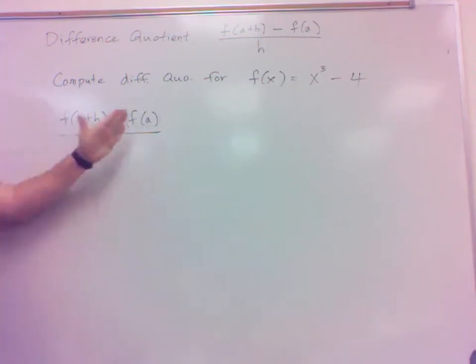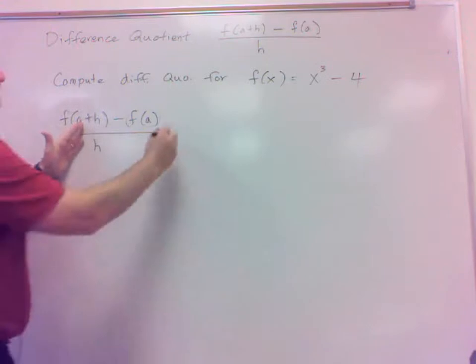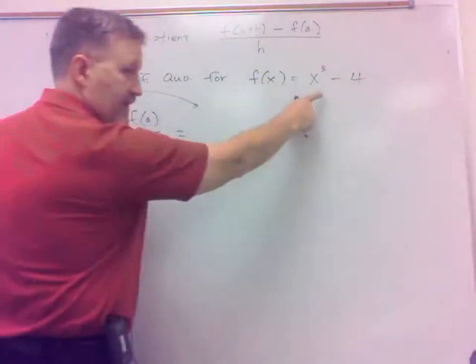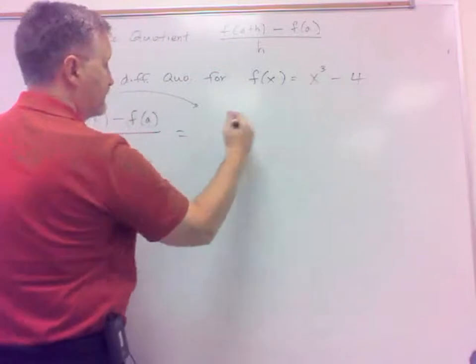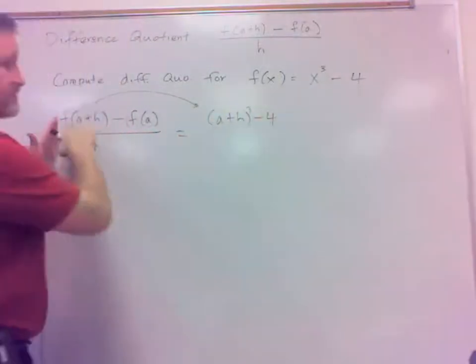But here's what this means. Doesn't this just go back to our function notation? How would I compute f of a plus h? Well, that's the input value that I put in for my x. So to compute this, I just plug in a plus h for the x. So it'd be a plus h cubed minus 4 is what this piece would be.